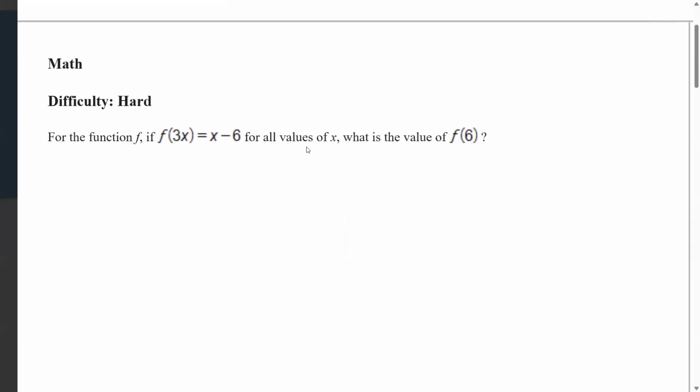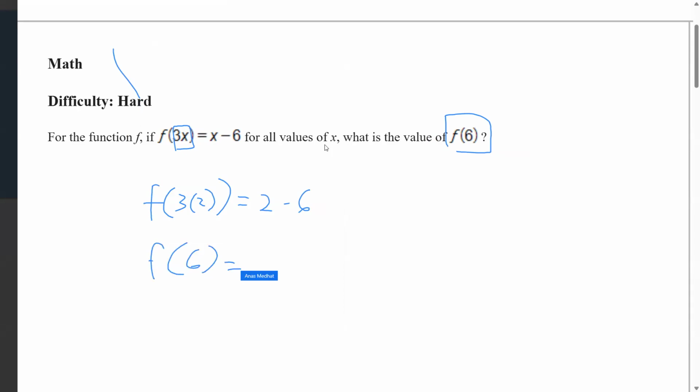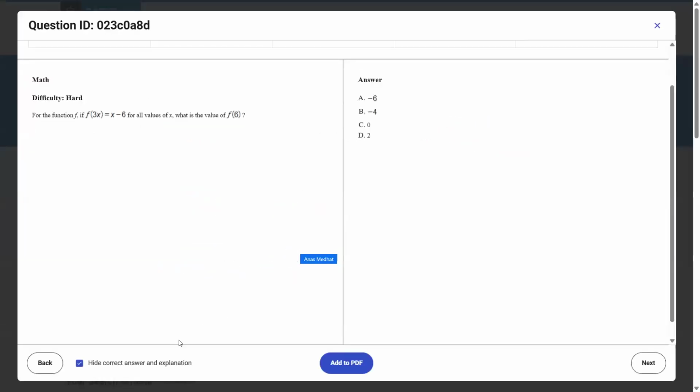For the function, for all values of x, what's the value? Okay, this is a very easy question. It wants the value of f of 6. So in order to put here 6, you have to put 2 in x, right? So you'll say 3 times 2. So you'll substitute every x with 2. 2 minus 6. So f of 6 will be minus 4. This should be minus 4.